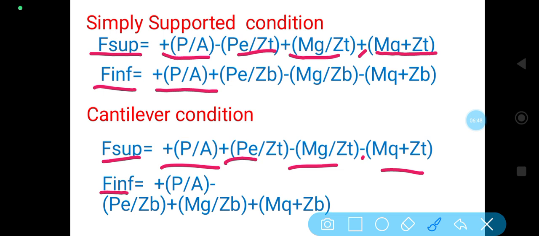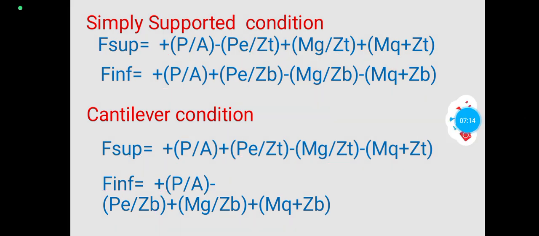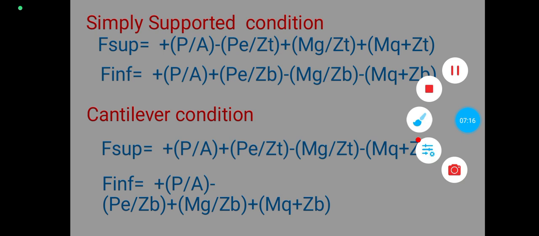P by A remains the same here, and here P e by Z_B, and here it is minus P e. Again, in the case of F inferior for the simply supported condition, it is minus M_g by Z_B, here it is plus M_g by Z_B, and finally this is again minus M_q by Z_B, and this is plus M_q by Z_B. And this is the final expression that can be used to compute the resultant stress in the pre-stressed concrete beam.